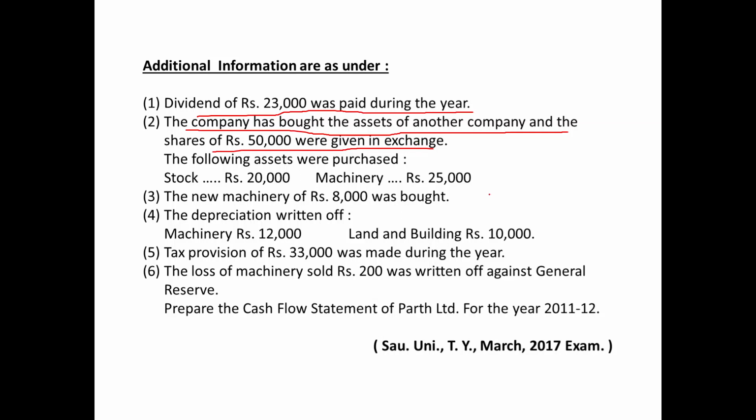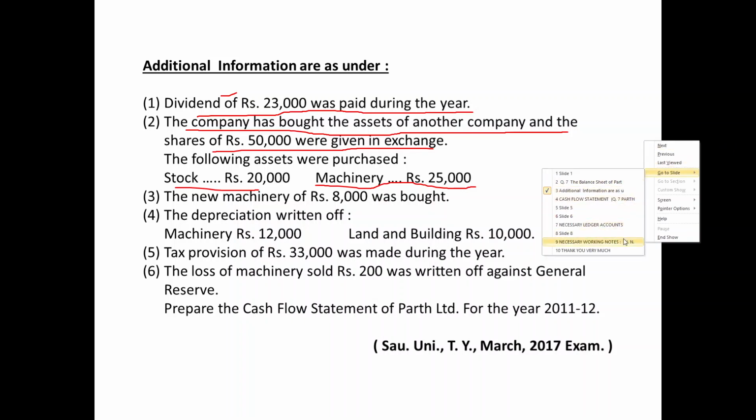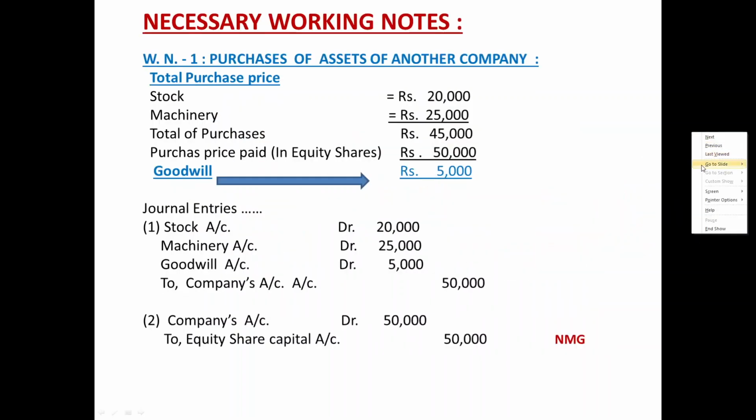The two assets that are purchased, namely stock, rupees 20,000 and machinery, rupees 25,000. So two assets have been purchased, and in lieu of the purchase of these two assets, the company gave shares worth rupees 50,000. Let us prepare a working note. It is a new point of the question, and that is why a detailed working note is required. Have a look.